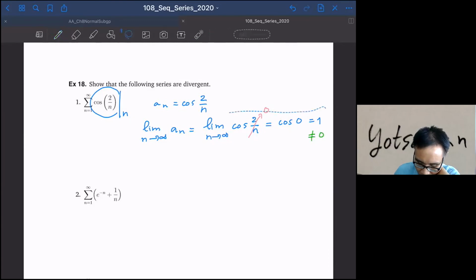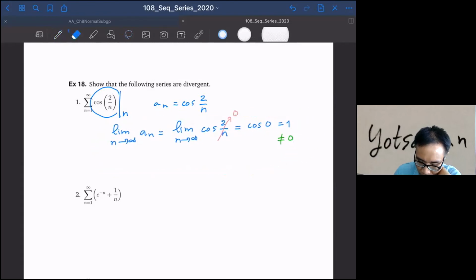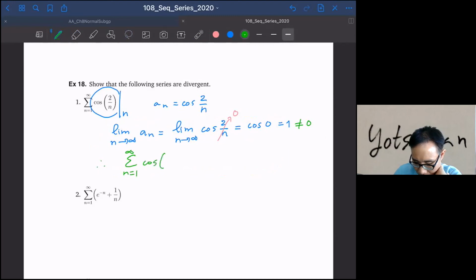Let me move this one a little bit. Okay, so if you have this limit not equal to 0, it means that the series sum from n equal to 1 to infinity of cos of 2 over n is divergent, by the test for divergence.